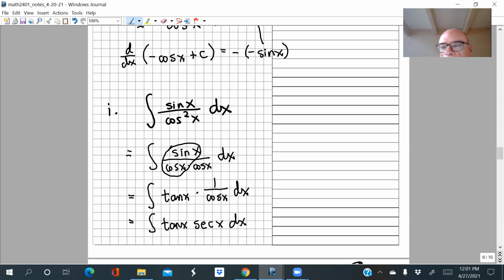At first you're thinking, that doesn't look very helpful. How am I going to integrate tangent of x times secant of x? That looks terrible. But remember, we're just thinking of what function's derivative is tangent times secant. I think we know that, right? Which of your trig functions, when you differentiate, gives you tangent times secant as the derivative? Just go through your list.